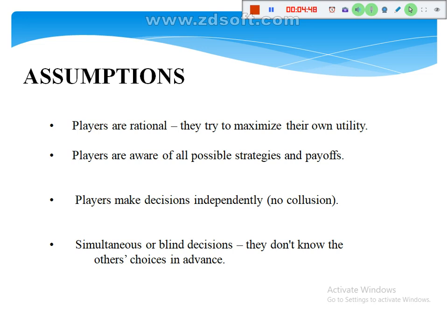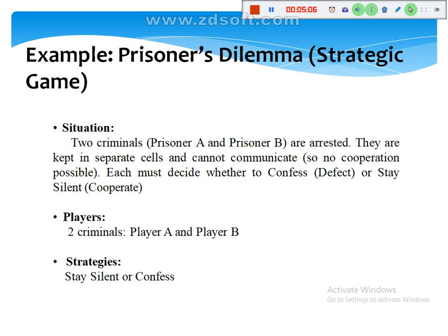Then the last assumption is simultaneous or blind decisions. That means they don't know the other choices in advance, because simultaneous decision moves take place. These are all the assumptions in strategic games. Then we are going to see an example of game theory.